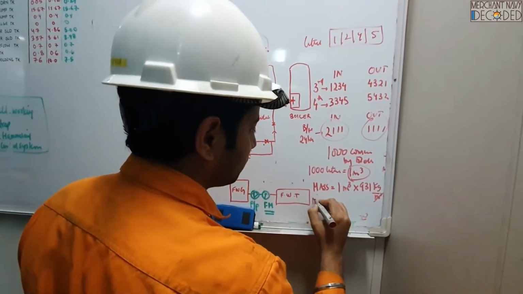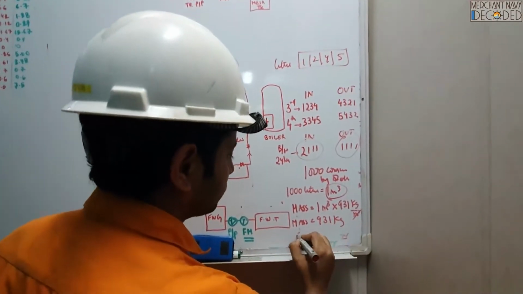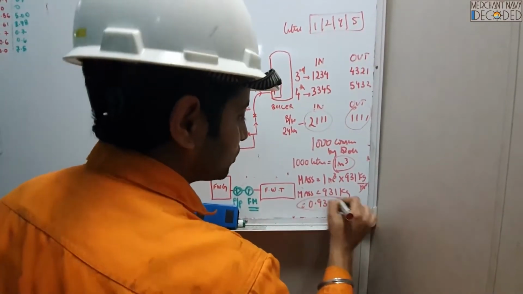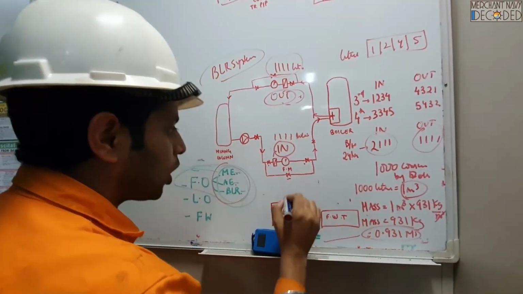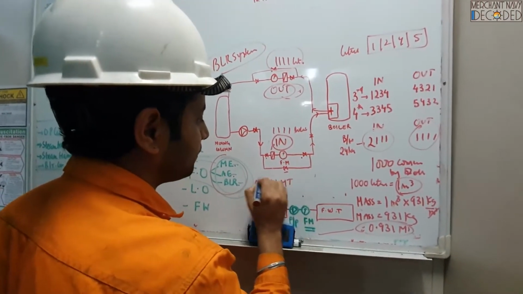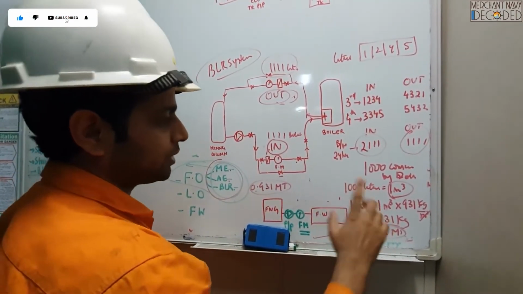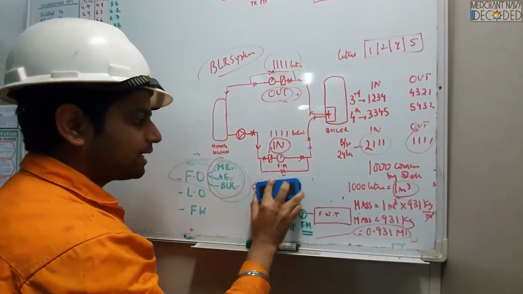It becomes mass is 931 kg, which is equal to 0.931 metric tons. So this is my consumption of the boiler in those 24 hours and this will be my logbook entry. I'll put this entry in the logbook as 0.931 metric tons. Copied? Similarly, I am going to do the same thing for the generator and for the boiler. Copied, guys? Another thing that you have to give.